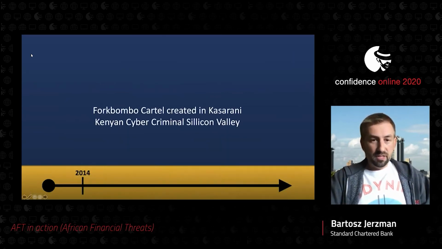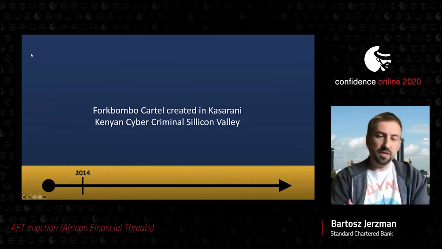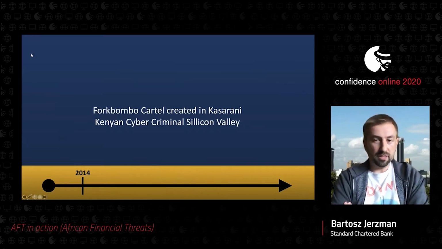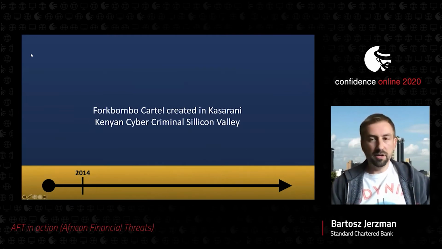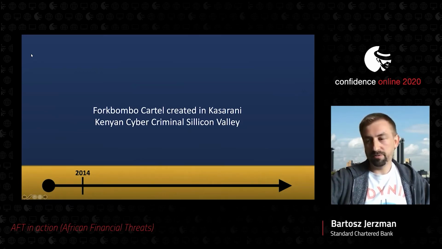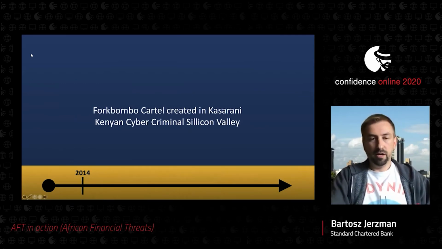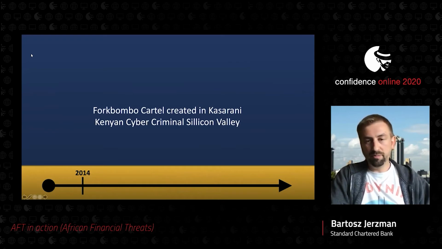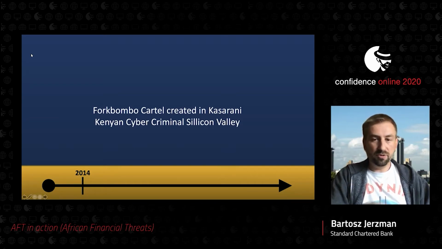And a little bit of history. So in 2014, the Forkbombo cartel was created in Kasarani. Kasarani is a kind of ghetto area in Nairobi, also called the cybercriminal Silicon Valley. And there are lots of criminals from Nigeria, from South Africa. That's where they recruit money mules and people to the gang. And it happened in 2014.